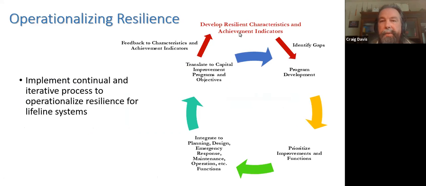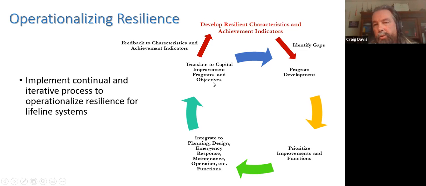So first we identify the resilience characteristics and achievement indicators, identify the gaps, which are in the upper right. Those feed into this circular never-ending process, right? So from those gaps, you can develop a program, prioritize the improvements that need to be made, integrate those into your planning, design, emergency response, maintenance, and operation, translate to capital improvement program.